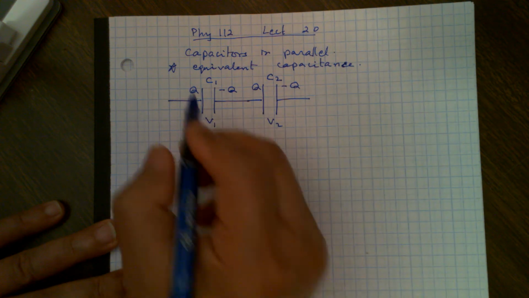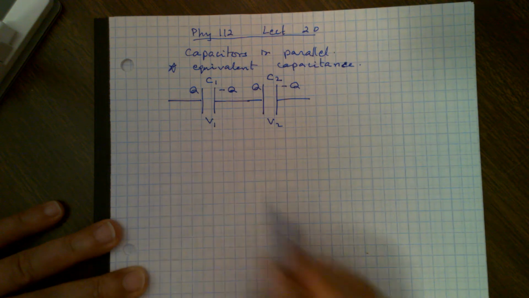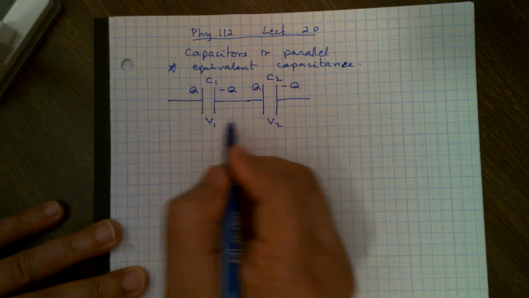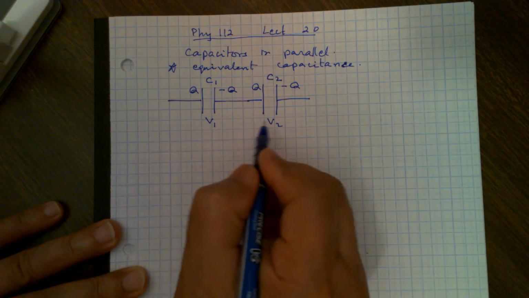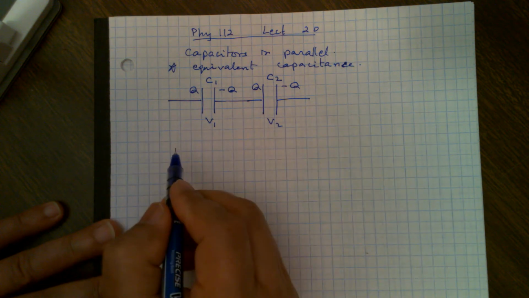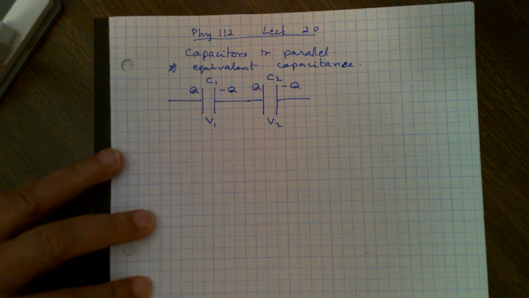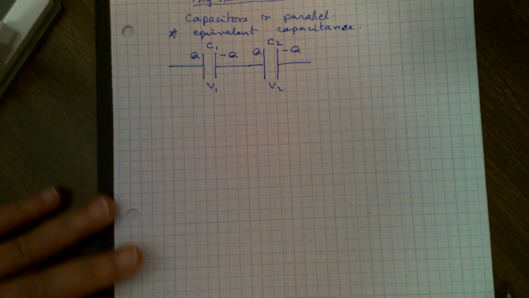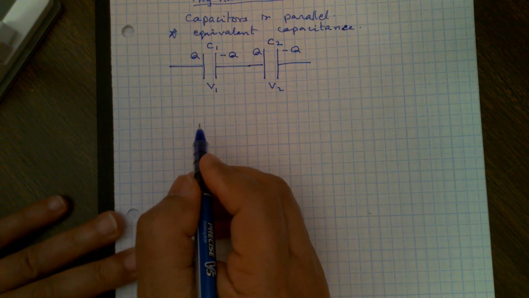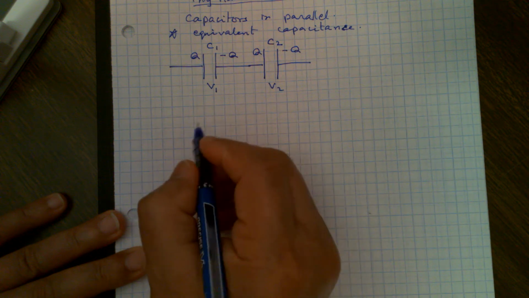All right? Notice that the Q's are the same here. Now, the voltage drop is that when you add V1 and V2, you get the total voltage drop from here to here. That's what we did. And if you do not remember, please review lecture number 19. Now, I'm going to put capacitors in parallel. What I mean is like this.